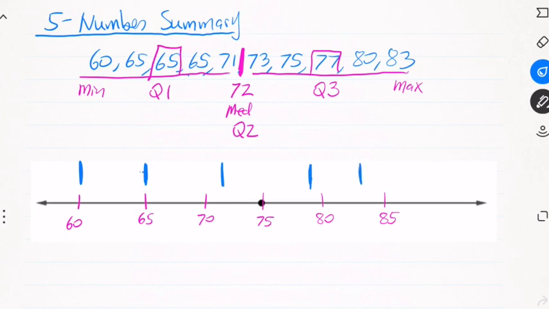So we're going to draw lines for the ends and then a box in the middle. The box in the middle represents the middle 50% of this information. So this one seems like it's spaced out really well, almost what's considered normal.